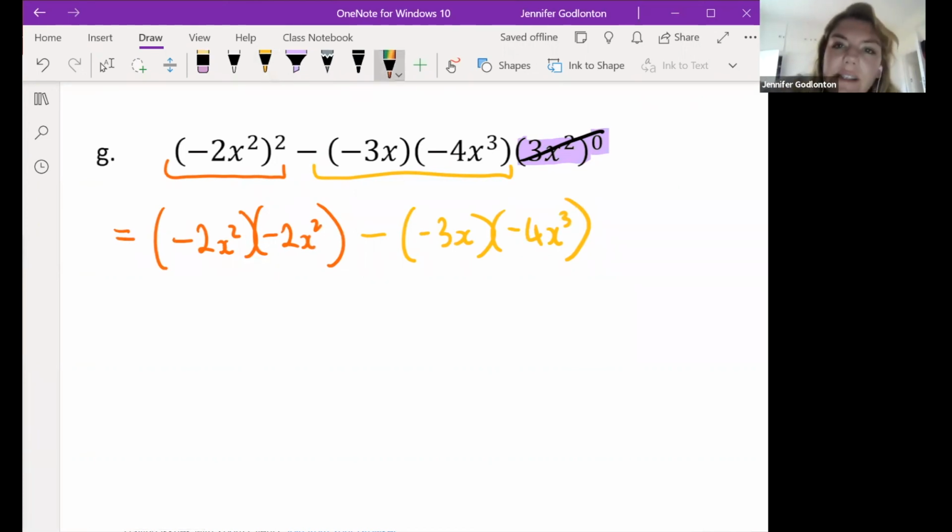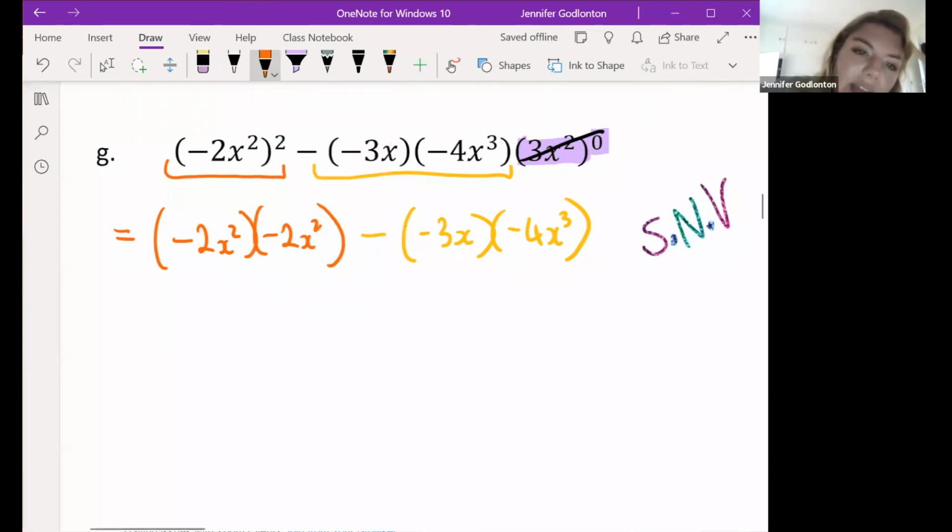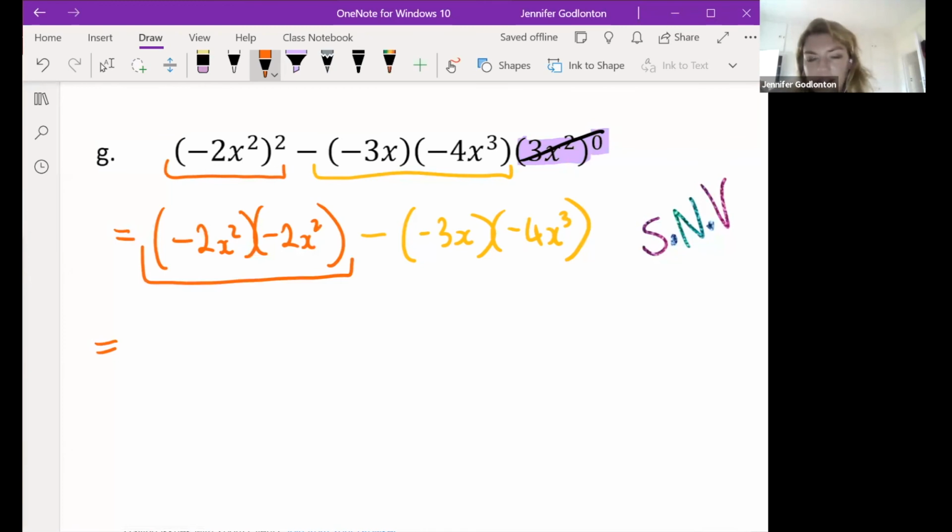Now we're going to trust our 3 little letters: signs, numbers, variables. Okay, let's look at these orange ones first. So looking at those orange ones, starting with your S, what would my sign be if I have a negative times a negative?